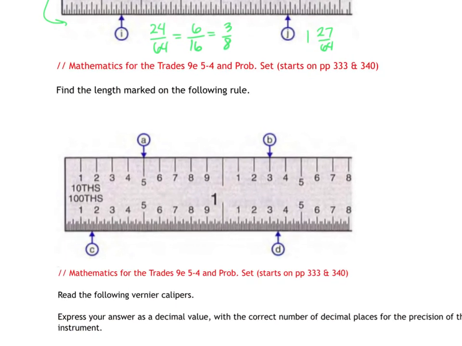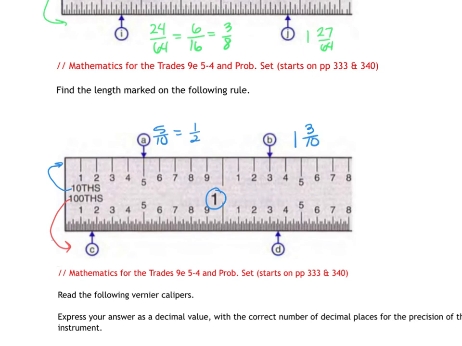Here's one, it's a metric ruler. In this first one, I have it in tenths, and this bottom one is in 100ths. If I'm asked to find my A here, this is 5 tenths, or in other words, 1/2. I have passed 1, so this is 1 and 3 tenths.